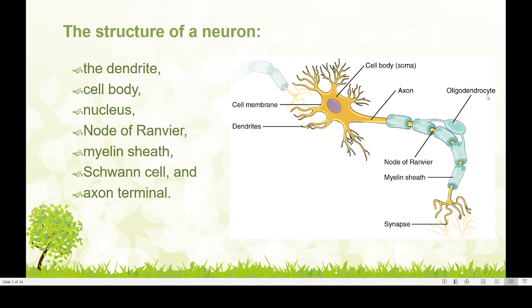Again, you can see that this is the cell body, and this is the nucleus, and this is the axon, and this is another large detailed diagram showing the myelin sheath, and you can also see the nodes of Ranvier. And this myelin sheath gets its protection and nutrients from another cell known by the name oligodendrocyte, and the purpose of the oligodendrocyte is to produce this myelin sheath and give nourishment to it. Then we have Schwann cells, and also the axon terminals.